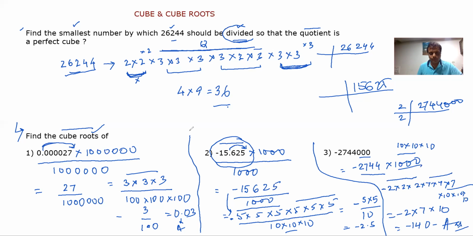So this is how we solve the sums, especially this question, which is very interesting. For a question like this, where there is a decimal, make it into a decimal fraction, then find the factors and find the cube root. This is how simple it is.